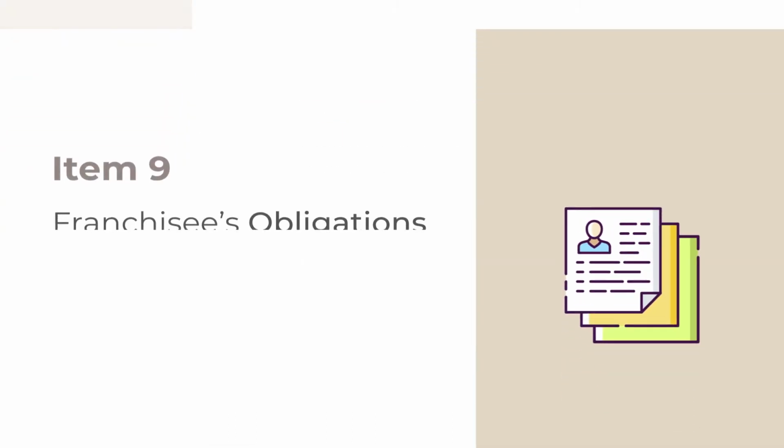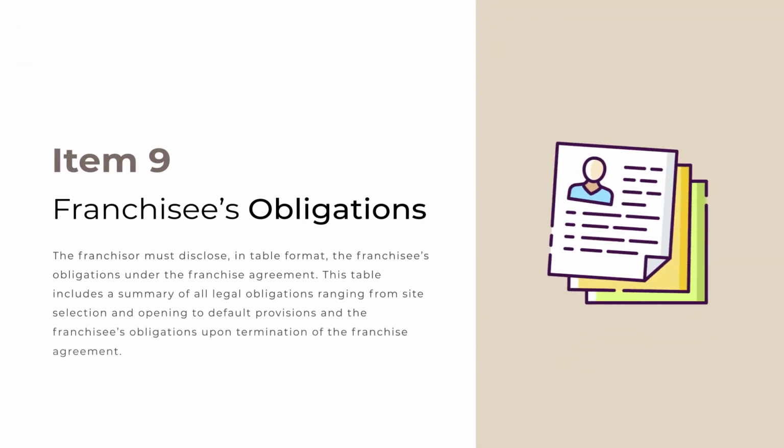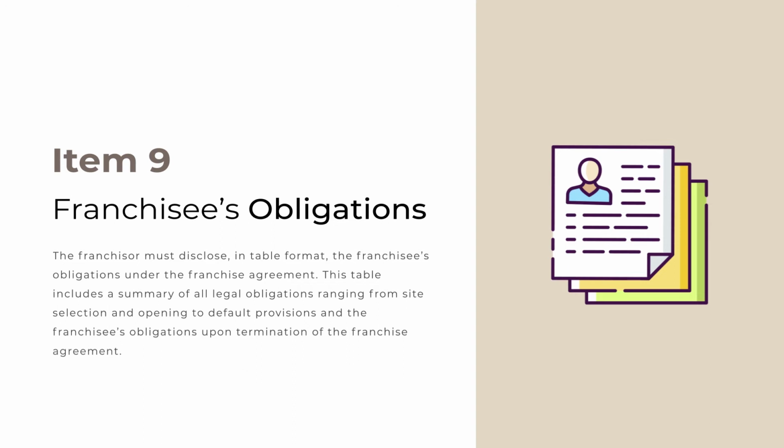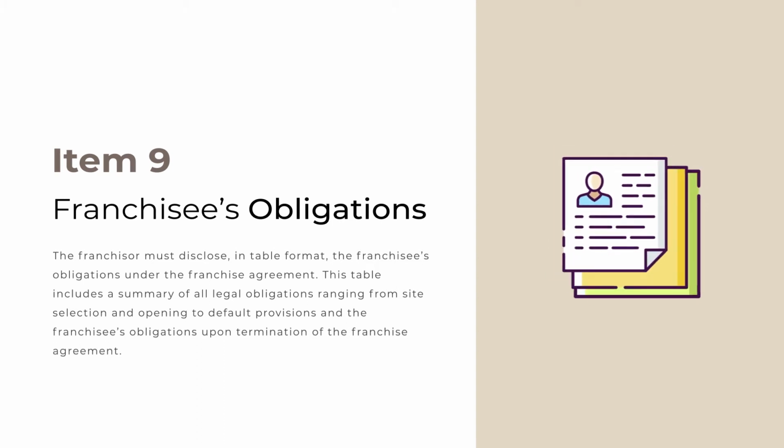So item 9 is the franchisee's obligations. This is important because it's going to cover a lot of the information that you'll see in your franchise agreement. Are there customer service obligations, marketing obligations? It's always good to look this over. And again, your franchise attorney should be reviewing the entire document with you and walking you through each of these.